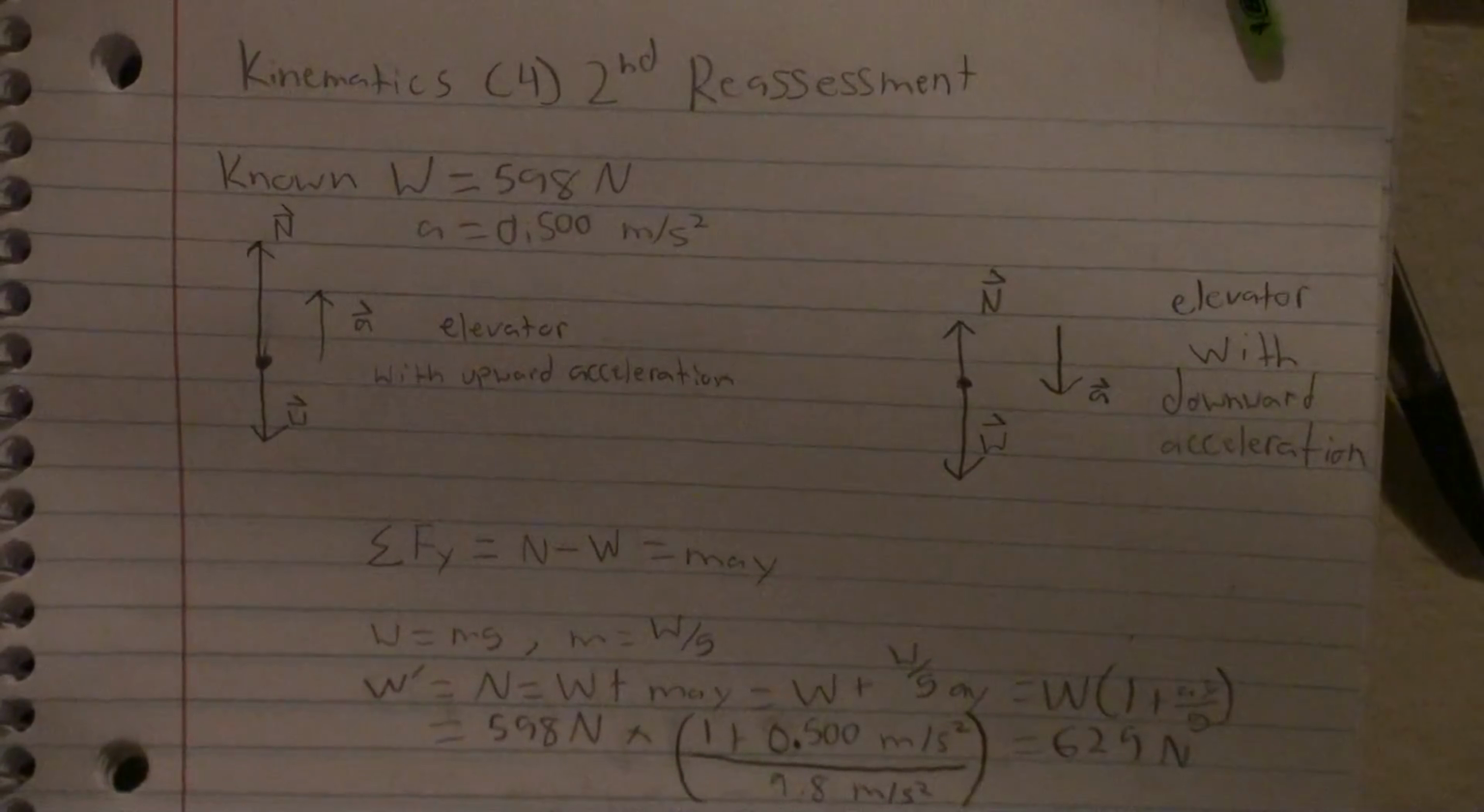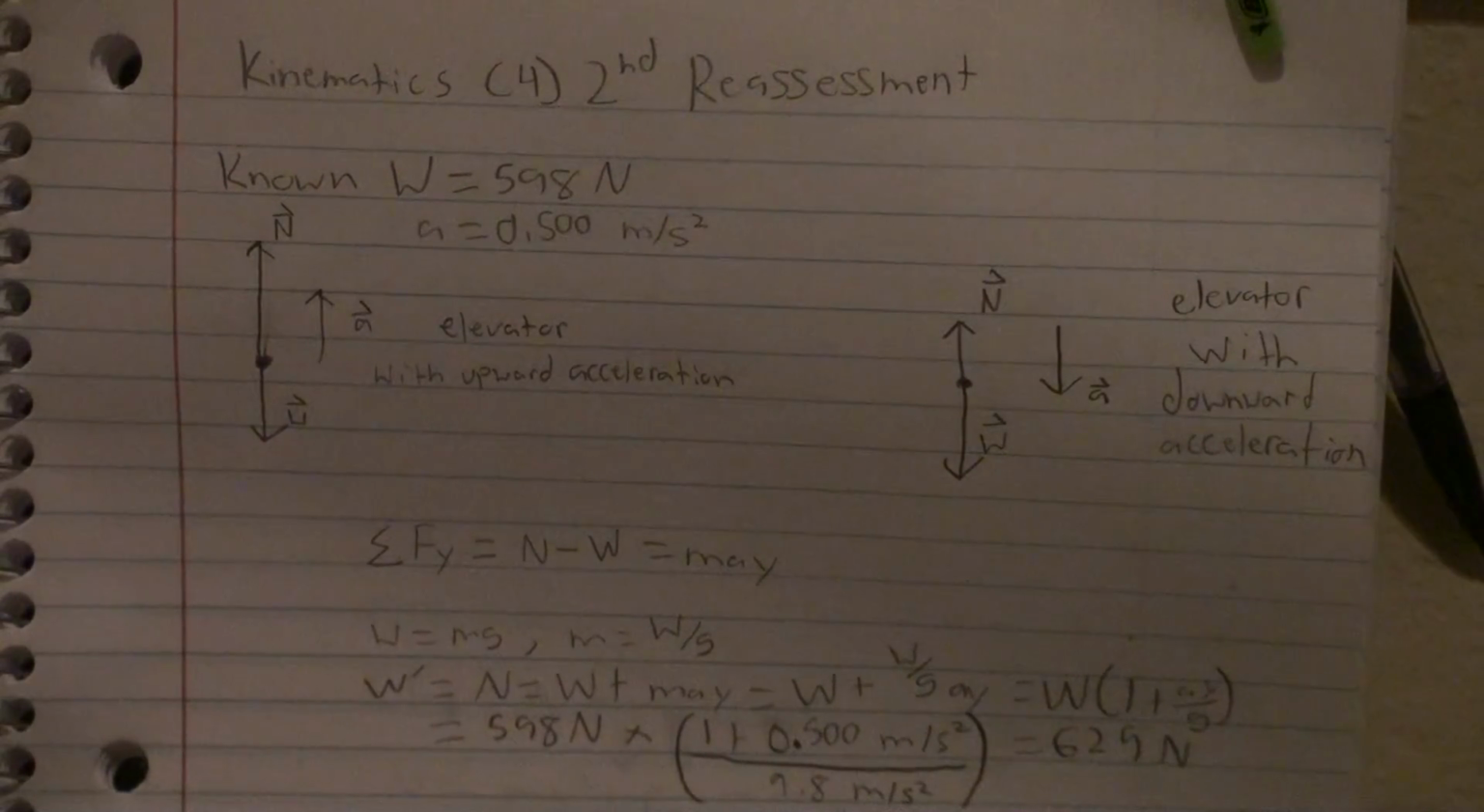Now, I've drawn a free body diagram for each case for the passenger, and on the left is the free body diagram for the elevator with upward acceleration. On the right is the elevator with downward acceleration. The apparent weight is going to be equal to the magnitude of the normal force exerted by the floor on the passenger, and the only other force acting is gravity.